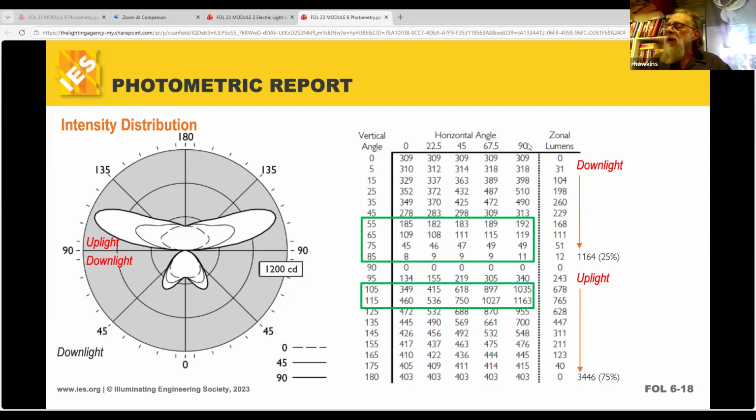This is the 90-degree plane, which is this column. The little dashed line here is the 0-degree plane, which is this column. Notice when you go to the 0-degree plane in that same vertical angle, you're going to have a lot less candela.